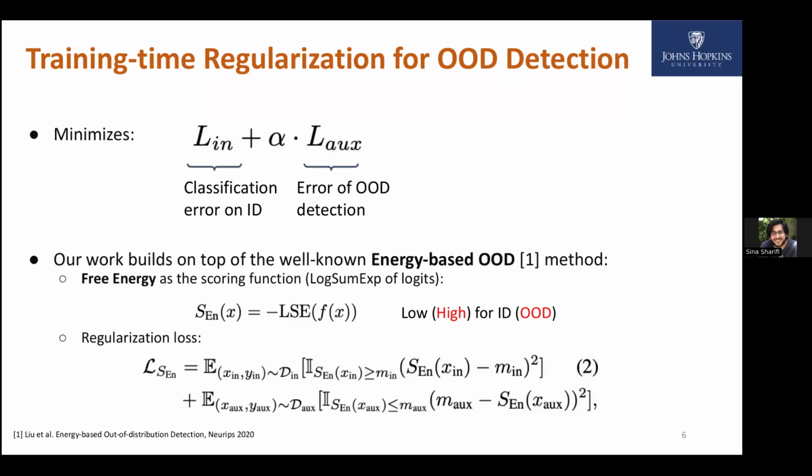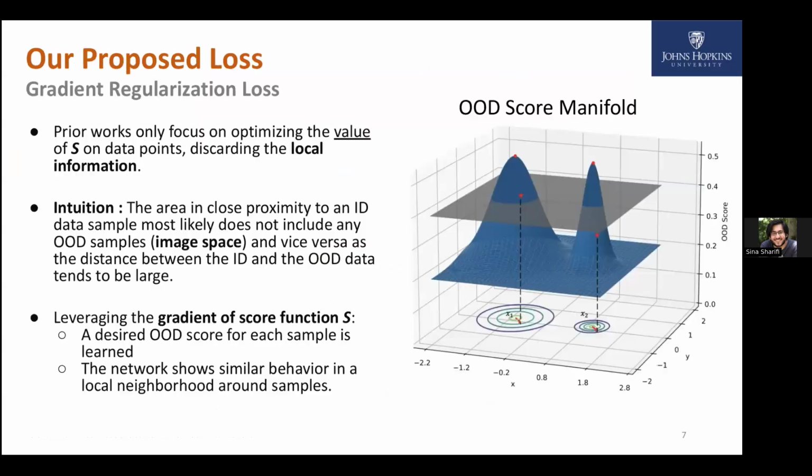To achieve our goal, we perform training time regularization for OOD detection. Using the following loss, the first term promotes accuracy and the second term promotes OOD robustness. Our work builds on top of the well-known energy-based OOD detection method, and our regularization loss in this setting is shown in equation 2. The first term lowers the energy of ID samples until a desired threshold, and the second term increases the energy of the OOD samples.